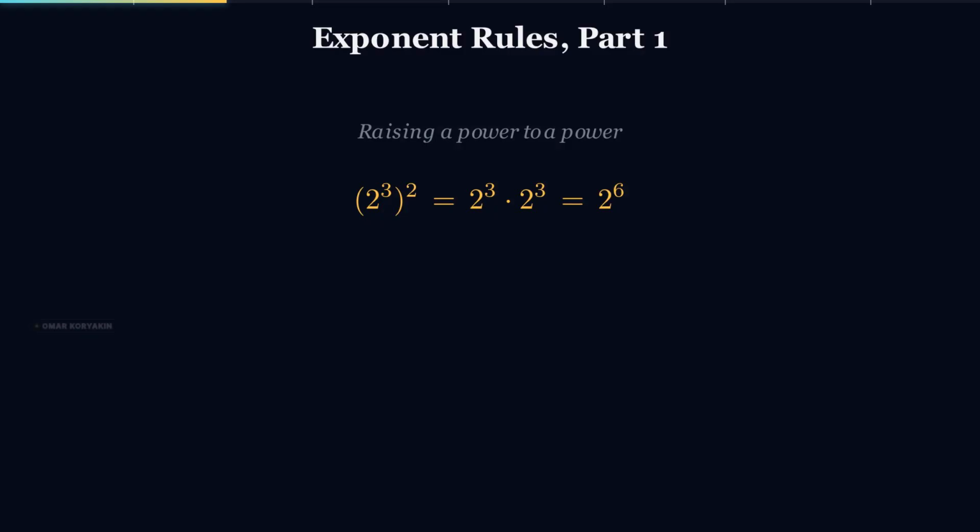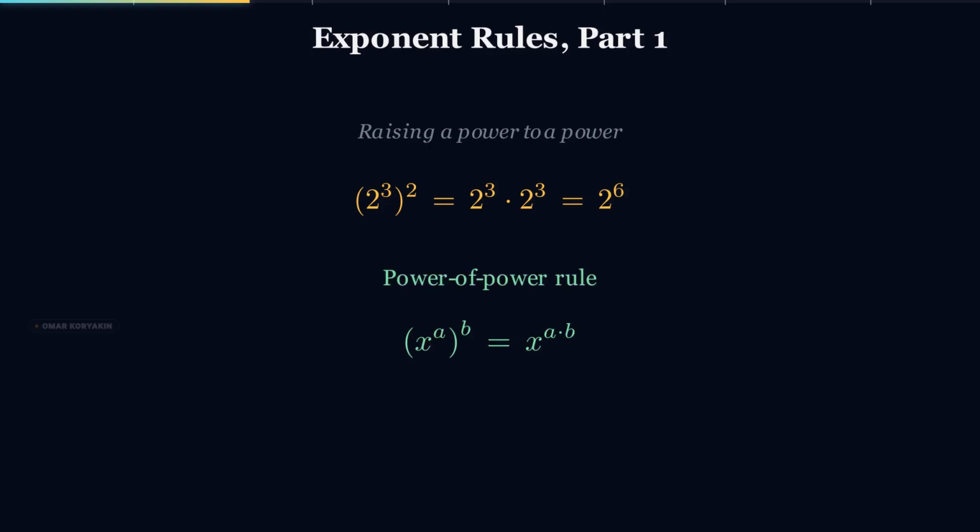Now look at the second rule, raising a power to another power. The expression (2 cubed) squared means 2 cubed multiplied by 2 cubed. Each 2 cubed is 3 factors of 2, and we have 2 copies of that group, so the total count of 2's in the product is 3 plus 3 equals 6. So the answer is 2 to the sixth power.